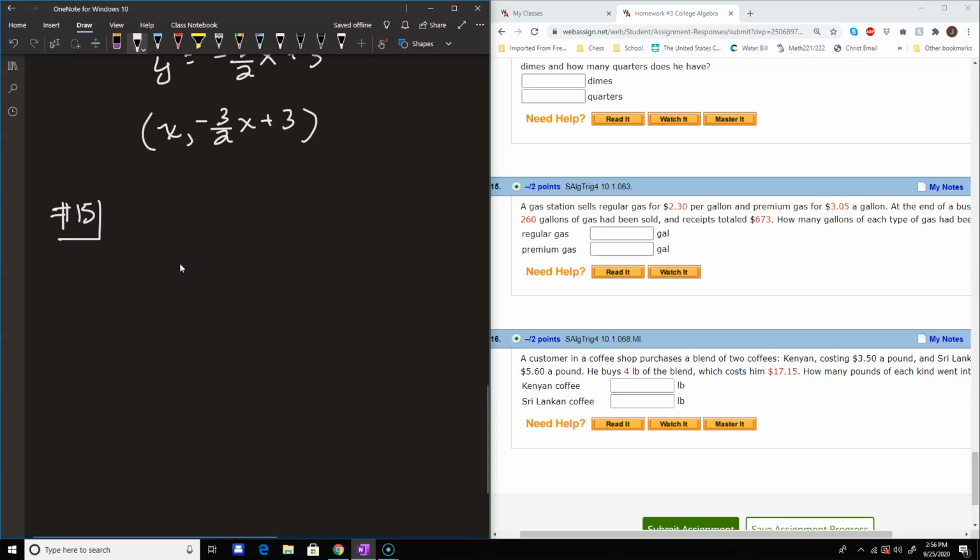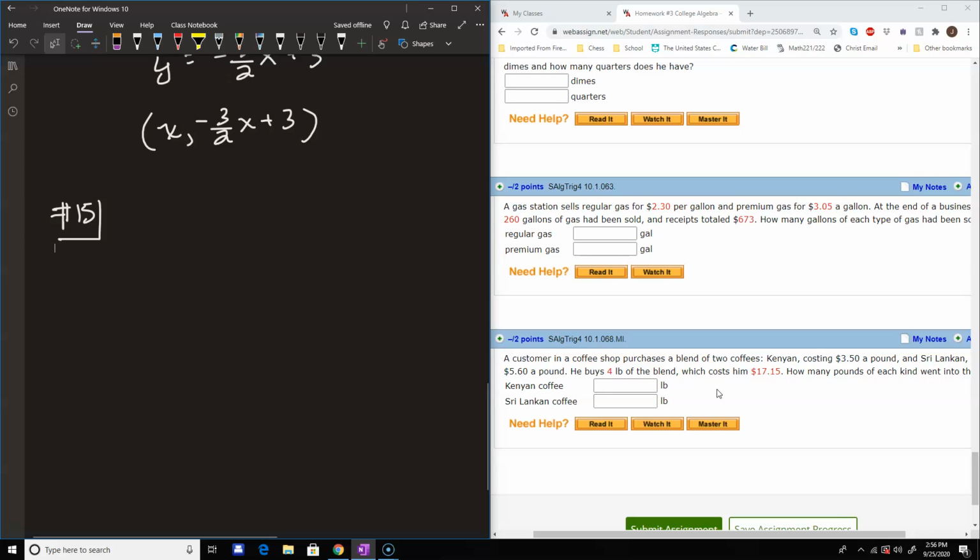So if we look at 15, we've got a gas station that sells regular gas at one price and premium gas for another price. So at the end of a business day, 260 gallons were sold and the receipts were $673. So how many of each type were sold? Let's just start with variables. So x will be the number of gallons of regular, which is at $2.30, and y will be the number of gallons of the premium, which is at $3.05.